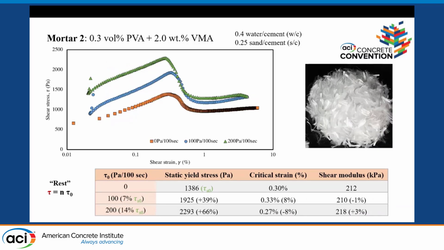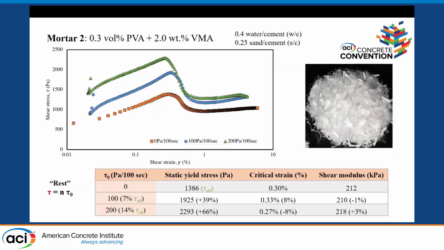Now in my second mixture, I saw somewhat of the same thing. The static yield stress also kept on increasing. However, my critical strain did not really change as much. 8% is within the statistical noise you would assume. And same thing for the shear modulus.